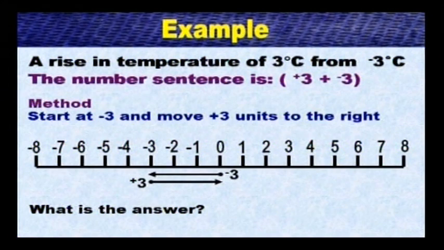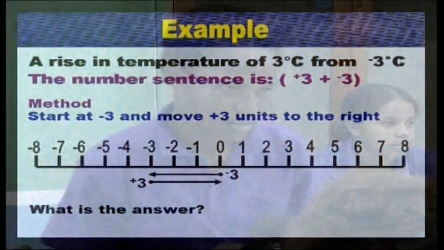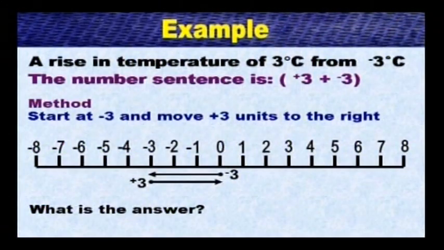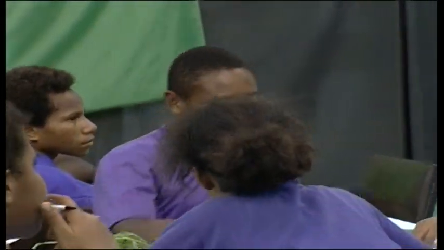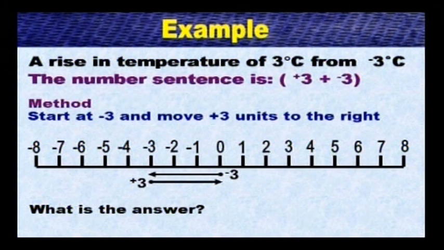Let's have Annie. 0. Alan, what do you think? What do you think is the answer? Same answer, 0. Okay, let's see what is the answer. Okay, the answer is 0.